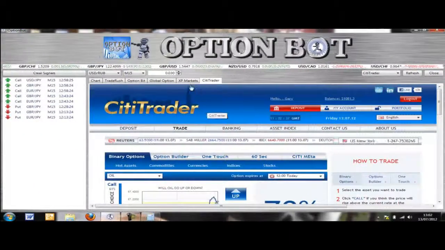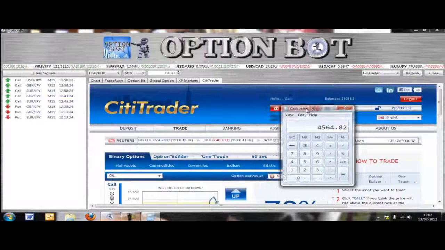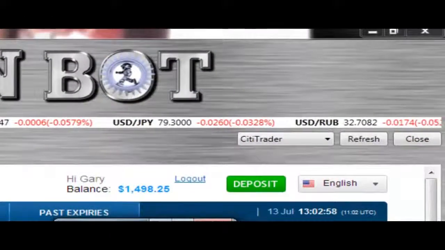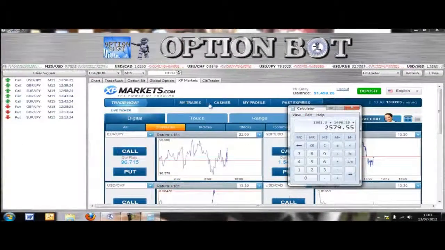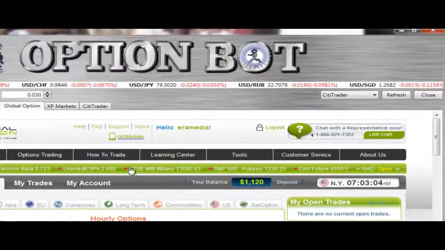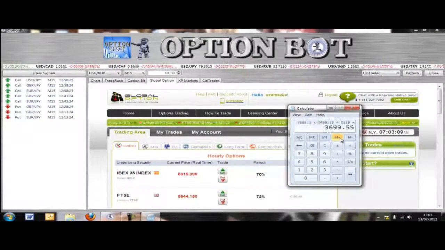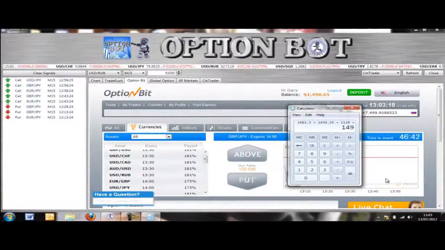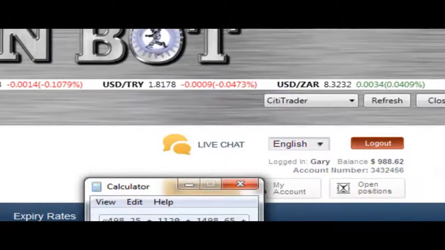So I'll bring up the desktop calculator. We started off with a cumulative balance of $4,564.82 as you can see here. So it's $1,081.30 with CityTrader, $1,498.25 with XP Markets, $1,120 with Global Option, $1,498.65 with OptionBit, and finally, $988.62 with TradeRush.